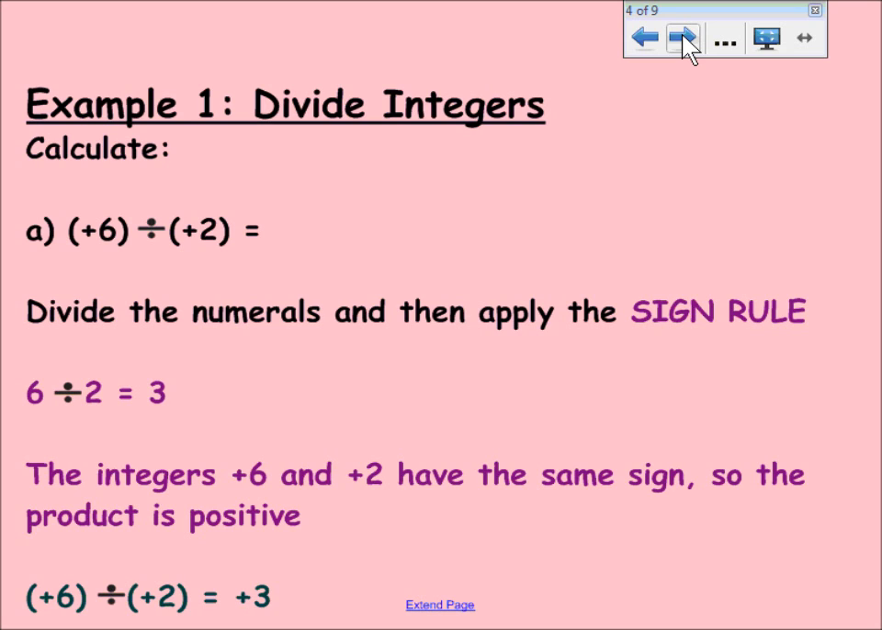Positive 6 divided by positive 2. 6 divided by 2 is 3. So that's 3. Divide the numbers and then apply the sign rule. The signs are positive and positive, which means this is a positive. The rule is positive, so the same sign gives positive.